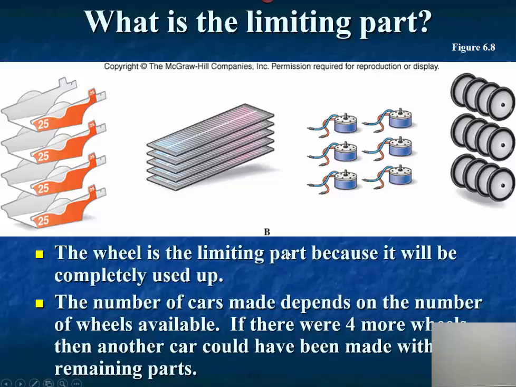In this case, the wheel is the limiting part because it would be completely used up. When you have 12 wheels, we're going to make 3 cars, because each of these cars needs 4 wheels. With 4 frames, we could make more, but of all these items, between the covering of the car, the solar panel, the motor, or the wheels, what we run out of first is the wheels. Everything else is considered excess. The wheels are limiting. That's what stops us from making more of the solar cars.